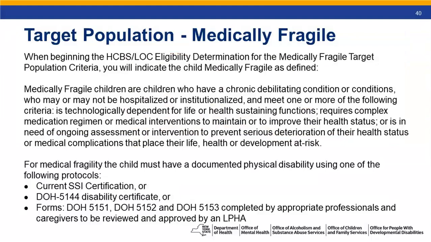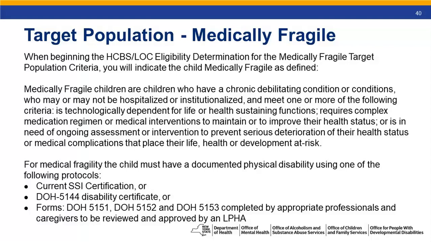The definition of medically frail is here, but as we mentioned, it's important for you to note that you only need to choose one of the protocols. So the first is that you have an SSI certification. So literally the child and family has gone through the SSI certification process through the Department of SSI, and they have an official certification that says they are physically disabled. The other process is the DOH 5144, that used to be the LDSS 639.